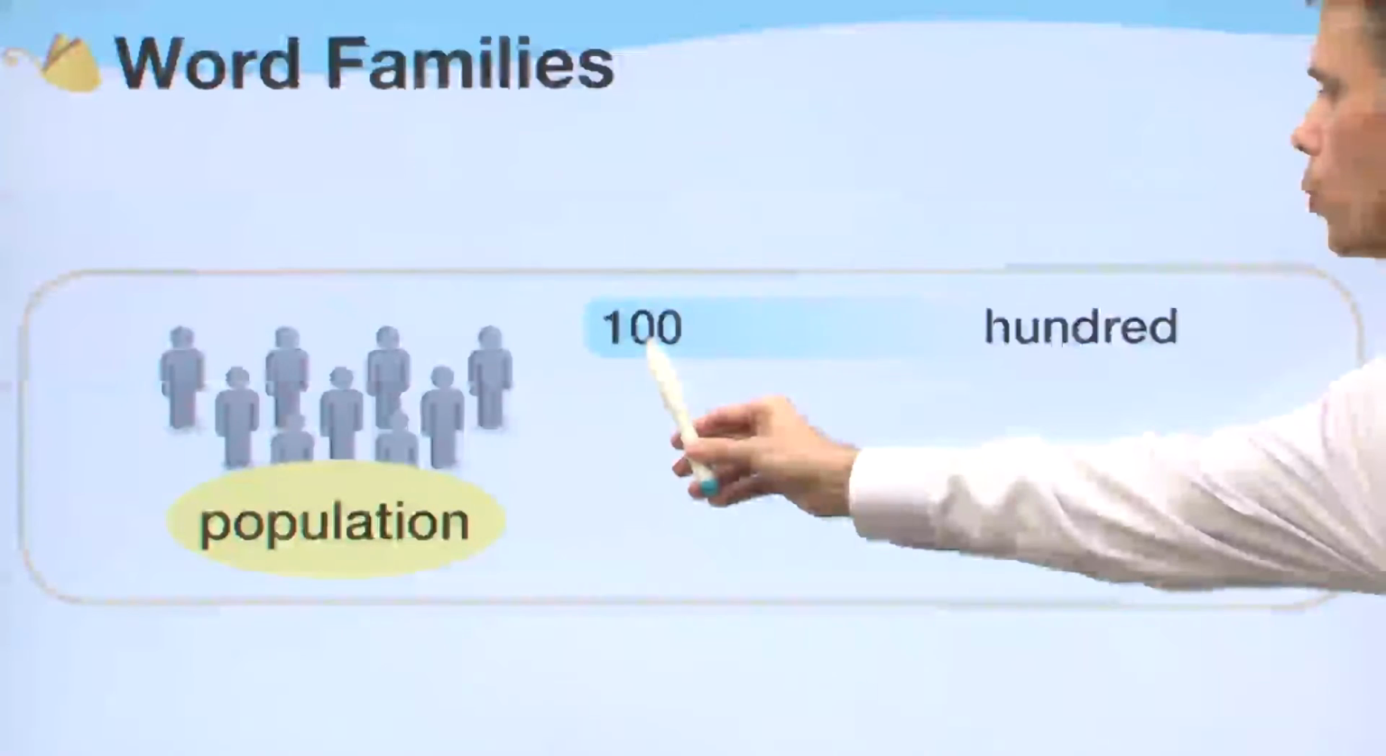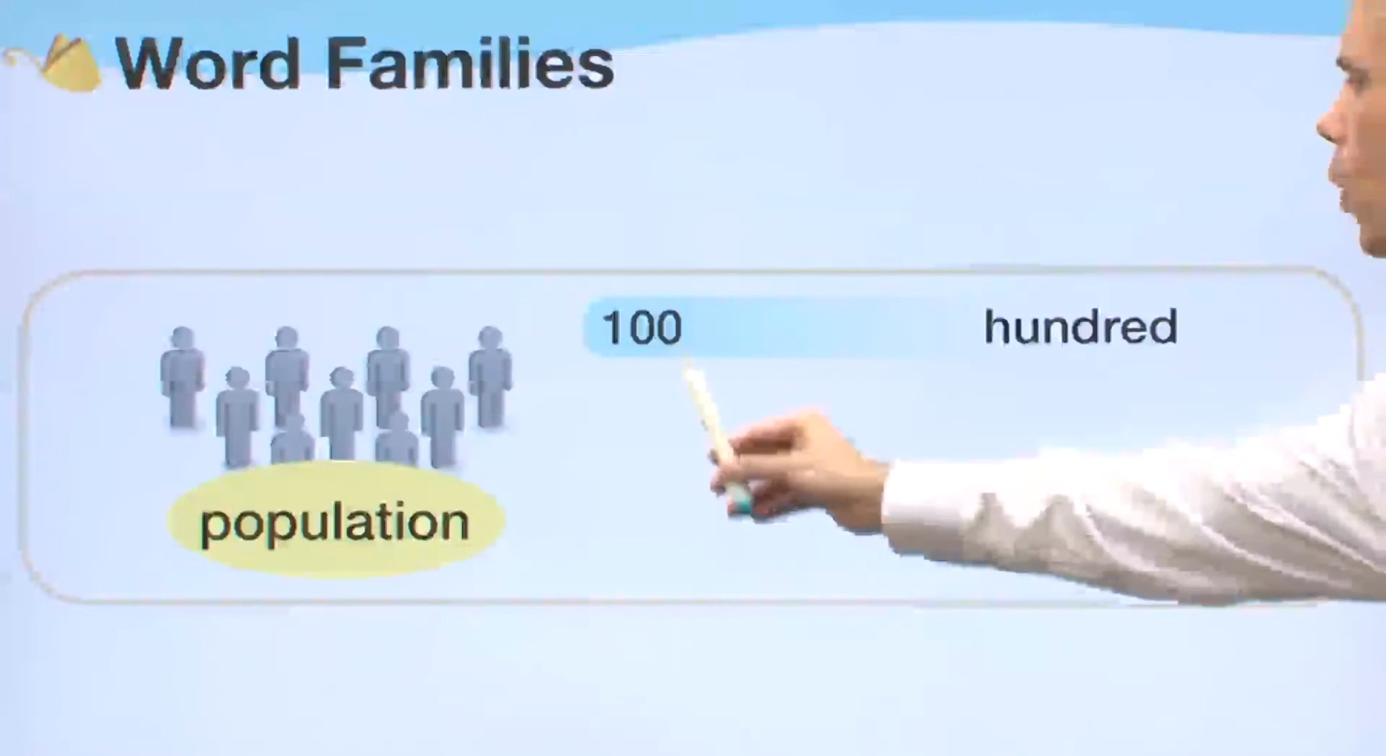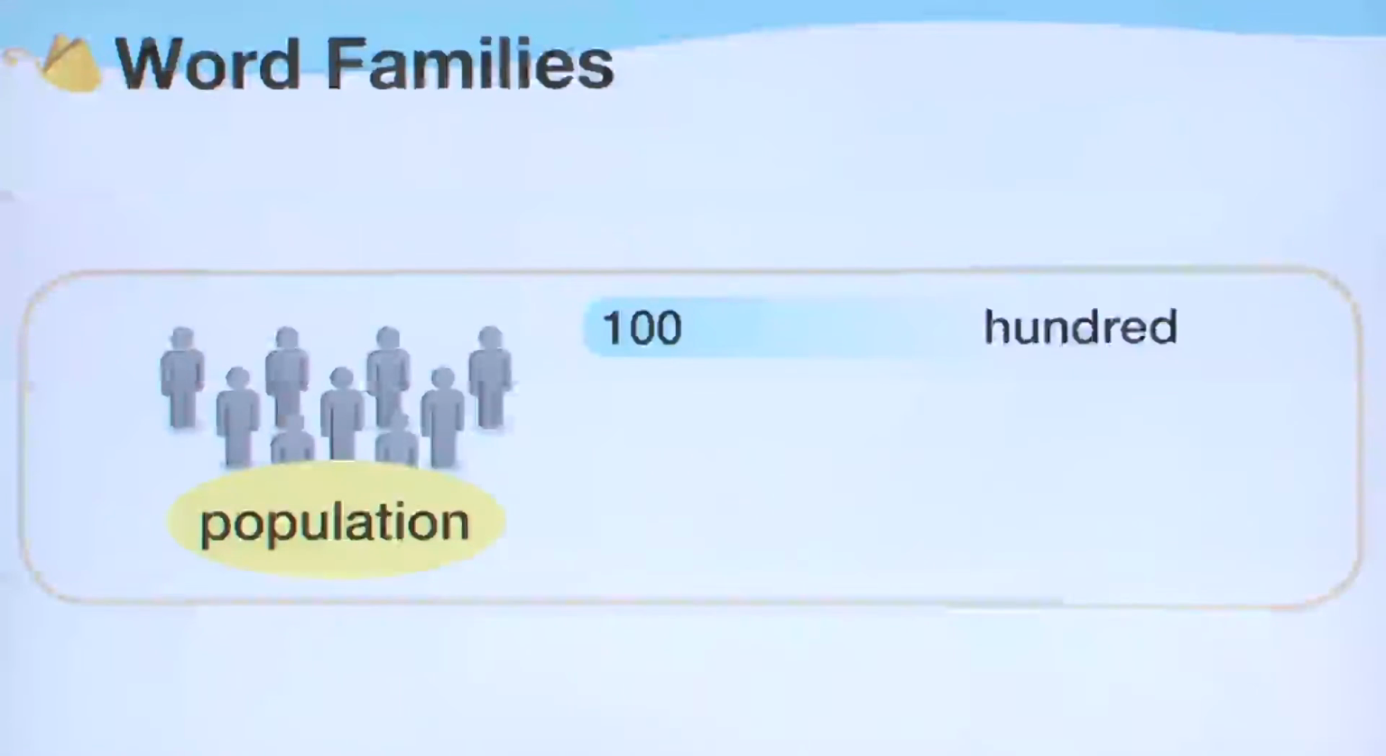Now, our word families for today. Population. Population means how many people live in one place. How many people live there? Look at this number. What is that number? Well, it's 100. It's 100 because there's 2 zeros. 2 zeros means 100.